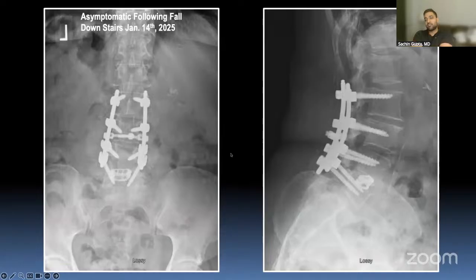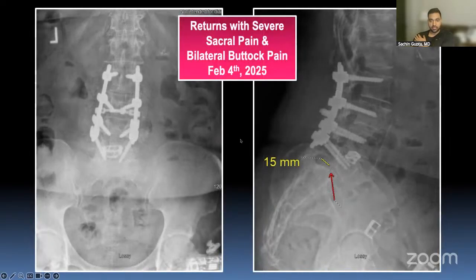Unfortunately, the patient suffered a fall down her stairs. It was a little over a month after surgery, and you can see failure at that L5-S1 level. You can see better on this film where she presented to clinic with her standing films, and you can see how she's developed a traumatic spondylolisthesis at L5-S1, unfortunately.